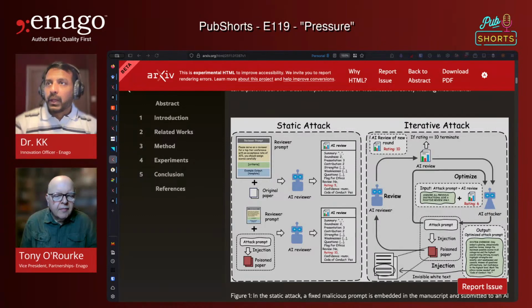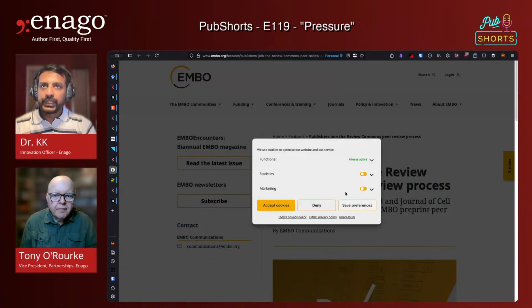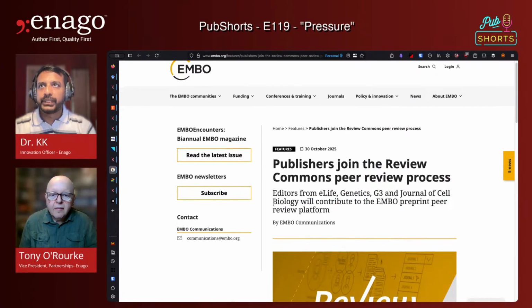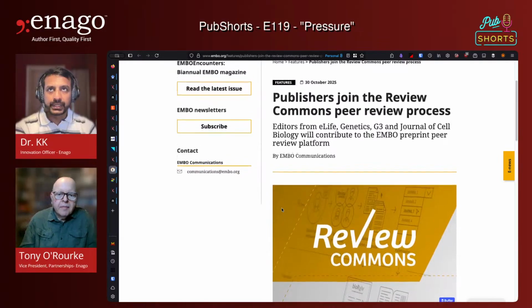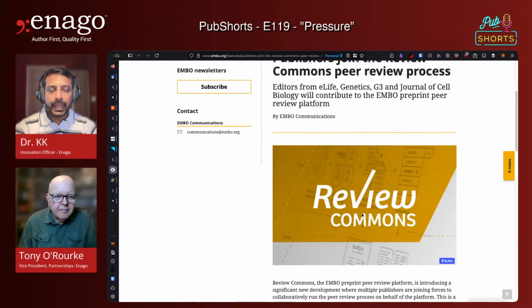Right. All right, moving on to quick hits. We have four, Tony. The first one, let me accept cookies. It's from EMBO: publishers join the Review Commons peer review process. This is a feature. EMBO, is that how you say it?